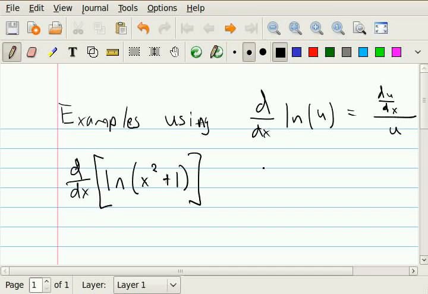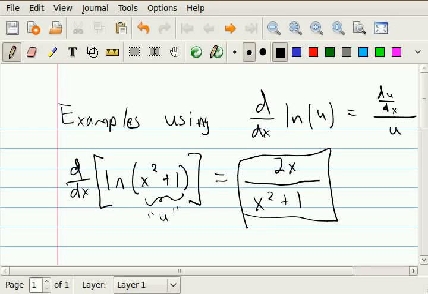So actually this is a pretty easy rule to use once you get the hang of it. If you look at this derivative we're asked to compute, it's really just exactly this rule. The thing inside here, the thing that's acting like u, is x squared plus 1. And the rule says just take the derivative of the thing inside of the log, and divide it by the original thing that was inside the logarithm. So the derivative of x squared plus 1 is just 2x, and I divide that by u, which is x squared plus 1. Okay, that can't be simplified. That's the final answer.